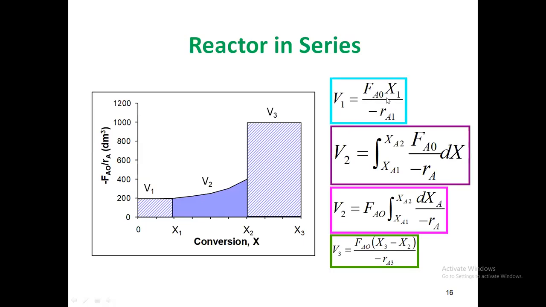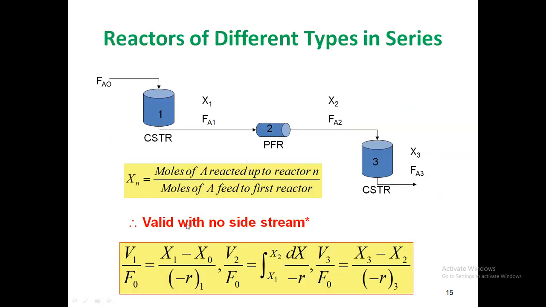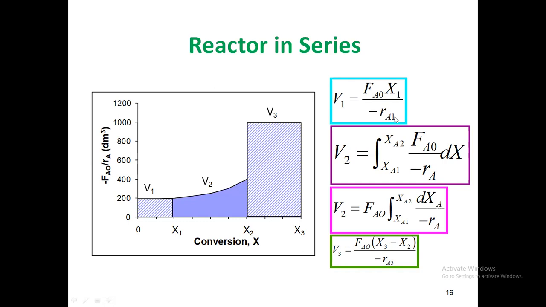You have only x1 here. That's on the premise that mostly, class, the feed is not partly converted when it's being processed on the first reactor. That's on the premise that your XAO is 0. So that is why you only have x sub 1 here, and you have rate here, rate 1, and you have here rate 3, and this is your more general equation for your PFR.